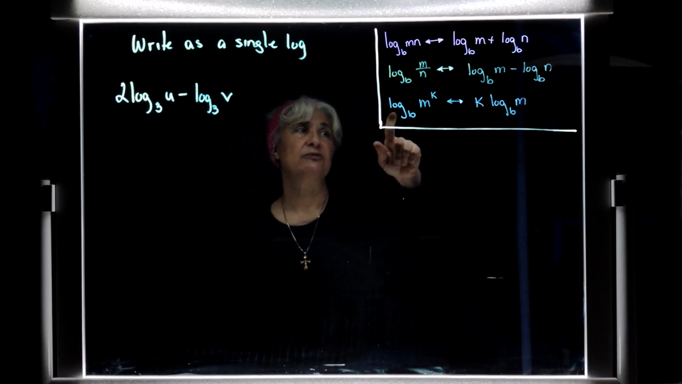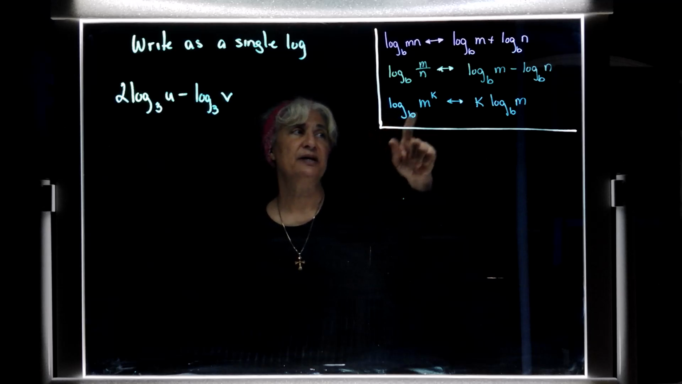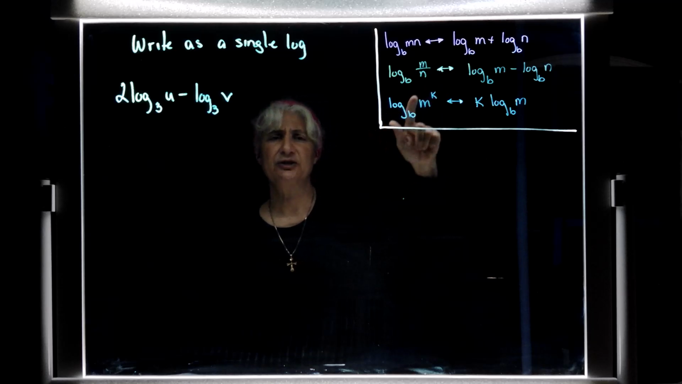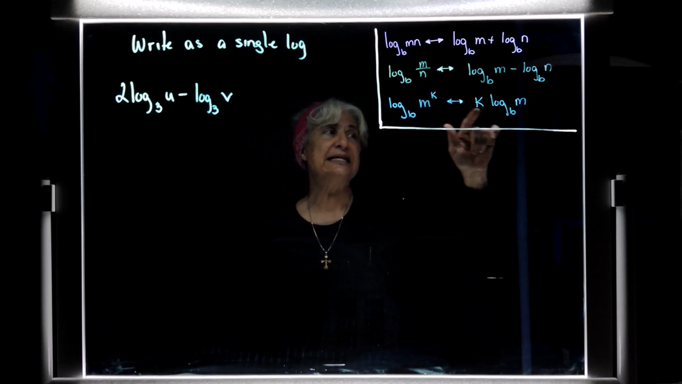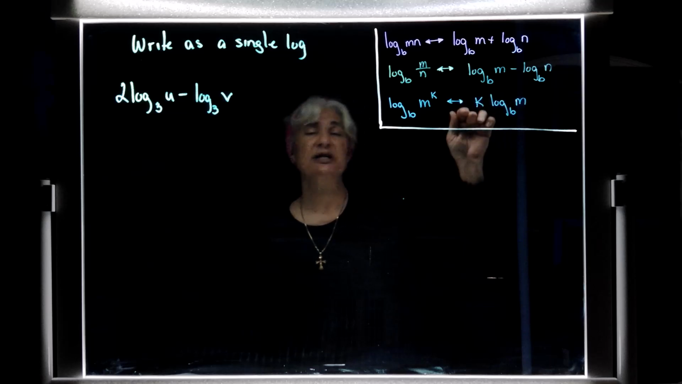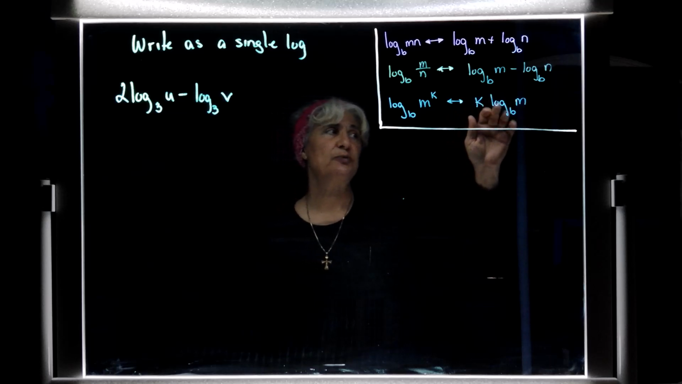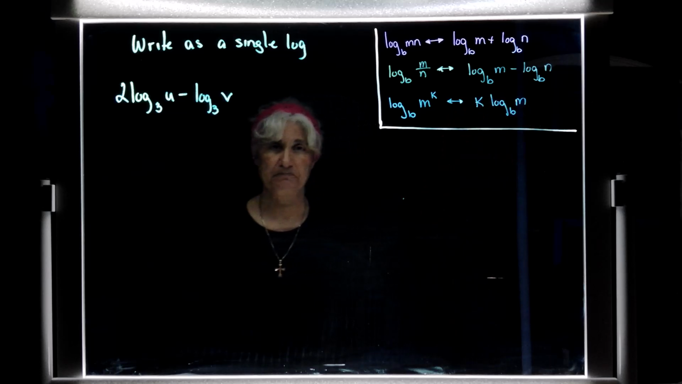And then the third one I wrote was log base b of this exponent problem, m to the k. And when you separate it, the power comes down in front and gets multiplied to log base b of m.